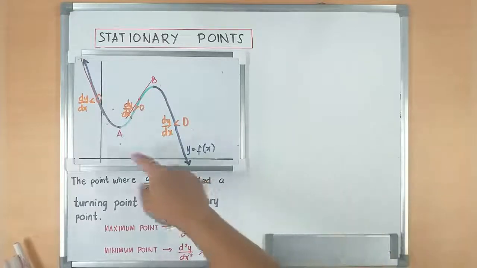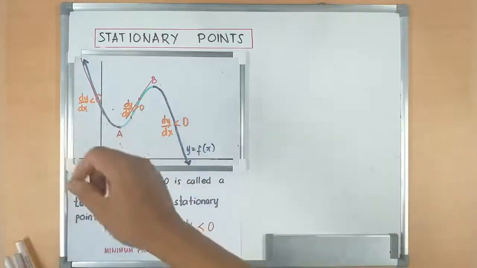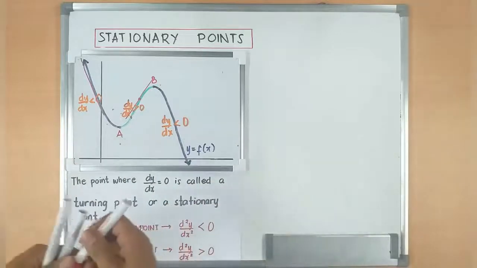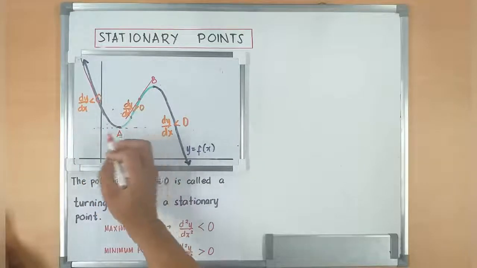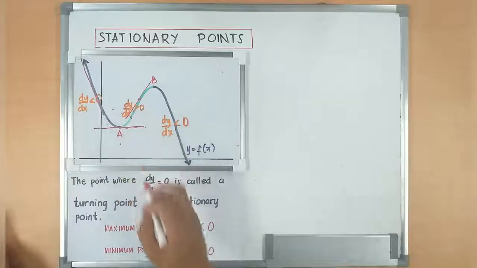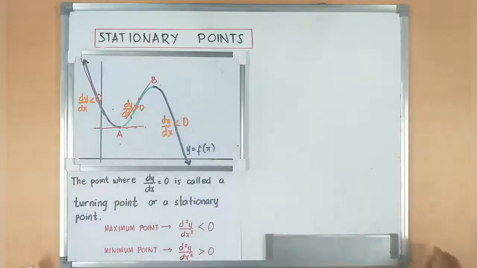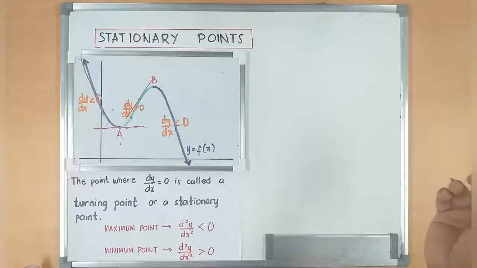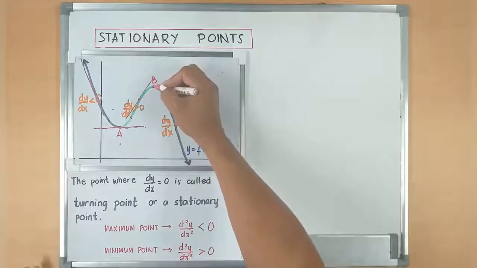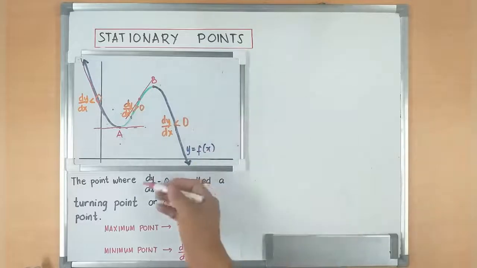But remember, at turning points, the gradient is always 0. Why 0? You see, this point should not touch anything, so the tangent here is a horizontal line. When you study your straight line graph, when it is a horizontal line, the gradient is equal to 0. When it's a vertical line, the gradient does not exist. So at this point, even if it's a minimum or maximum, the gradient is equal to 0.